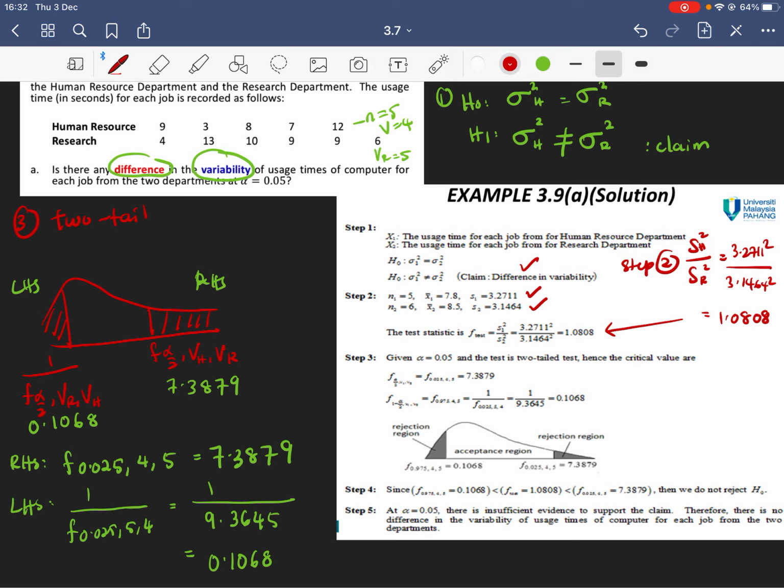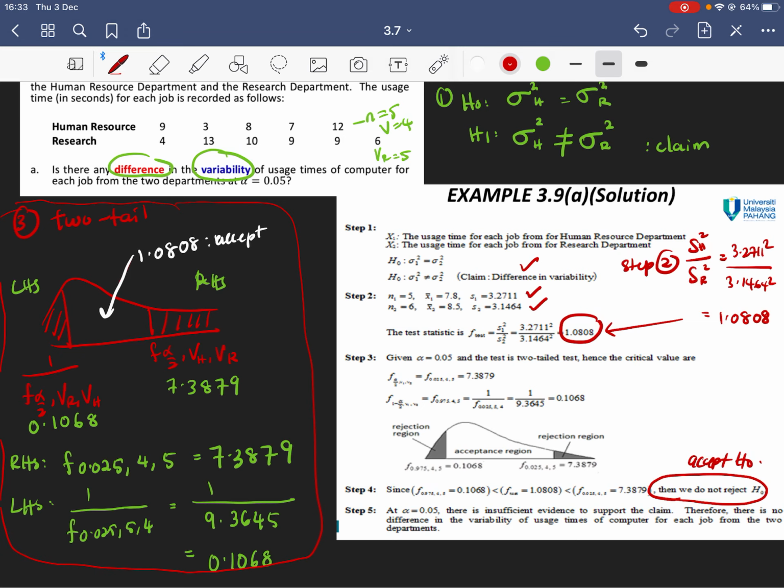Okay. The test statistic just now is 1.0808. So is it located at the rejection region or acceptance region? Okay, 1.0808 located here. 1.0808. So acceptance region. So because of that, you will have this one. Do not reject H null. So accept H null. Okay, so the difficult part in here is this part. So be careful on the left hand side and the right hand side.